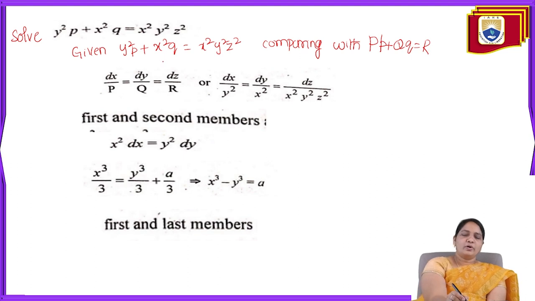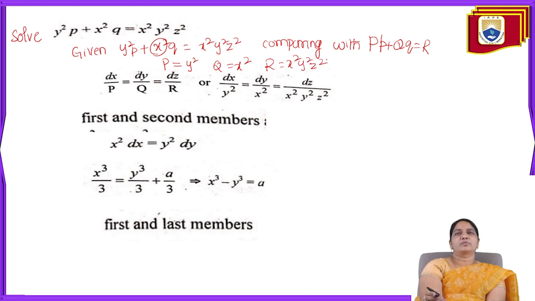So now, what is the P value? What is the Q value I am going to write now? So capital P equal to y square, so that means here, P value is y square. Next, Q equal to x square and R equal to x square y square z square. So these are the values of P, Q, R.